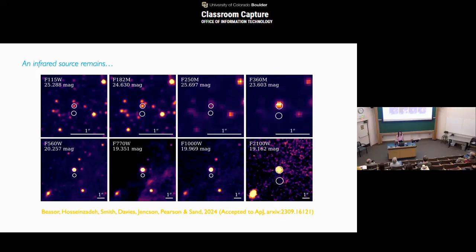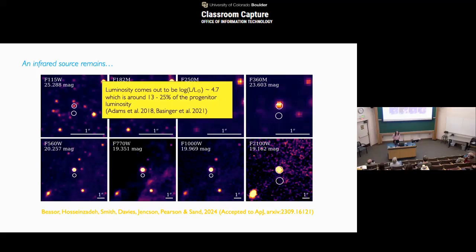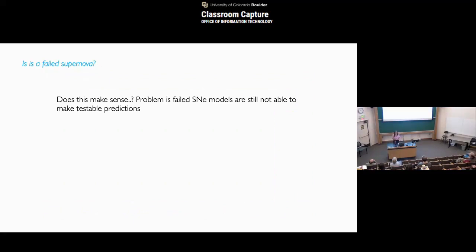But how do we interpret this? The luminosity of the source comes out to be around a log L of 4.7, which is between 30 and 25% of the progenitor luminosity. So it is significantly fainter. You would maybe expect that if the star had a spherical outburst, all of the light would have been recovered in the mid-infrared. But what we see is that the source is actually much, much fainter. So is it a failed supernova? Have we actually seen a star collapse to form a supernova? Does it make sense?